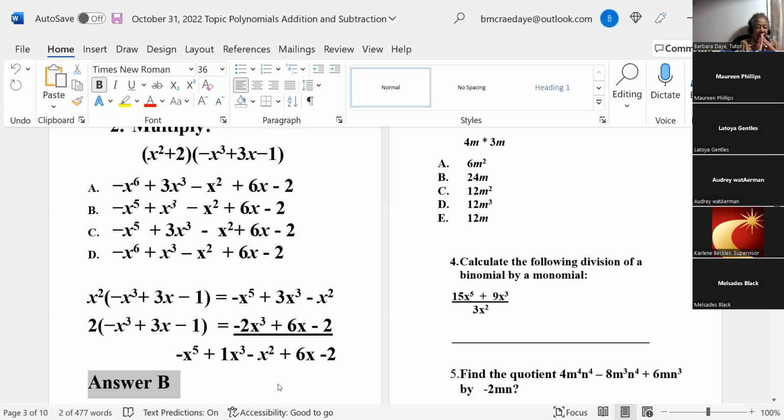Is it clearer, Mercedes? Not really, but I still have to review it.